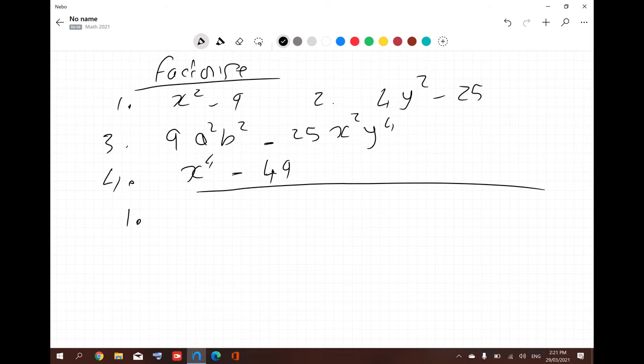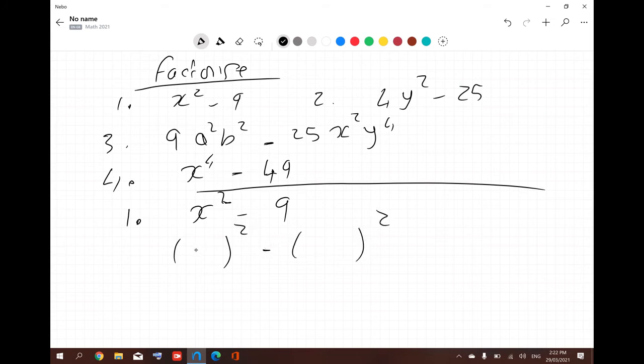In number 1, the question is x squared minus 9. First, I can see that x squared is a square number and 9 is a square number. So my way always is to make sure that the two are to the power of 2.